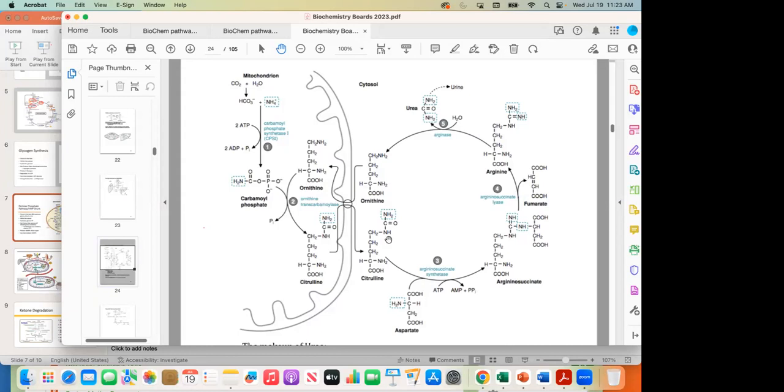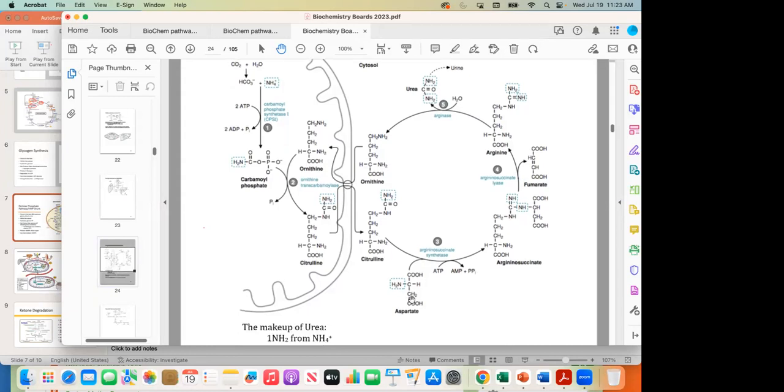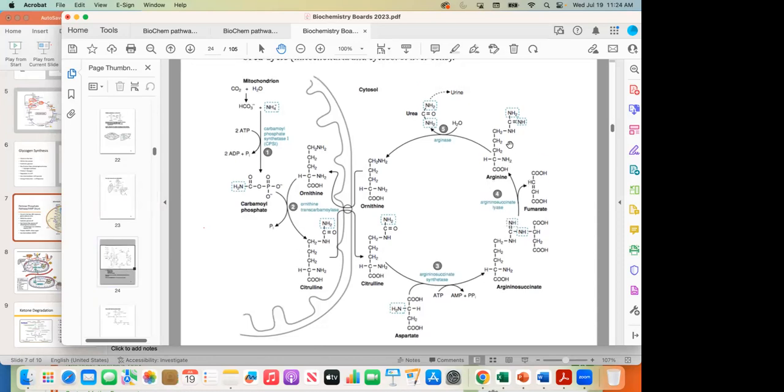Citrulline then gets shunted back out. You add aspartate. Citrulline plus aspartate gives you arginosuccinate using an enzyme of that name. Arginosuccinate then will become arginine and fumarate. Fumarate is off as a byproduct via a lyase, breaking a bond. And then arginine will become ornithine, and the byproduct here is urea, which can then go into the urine.